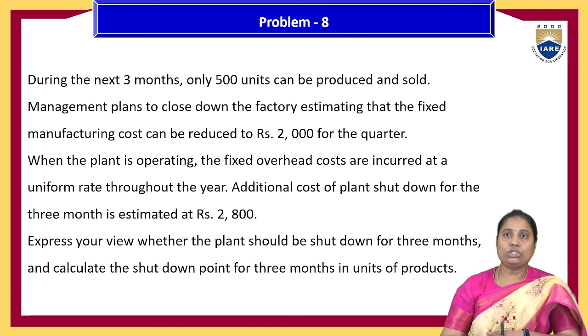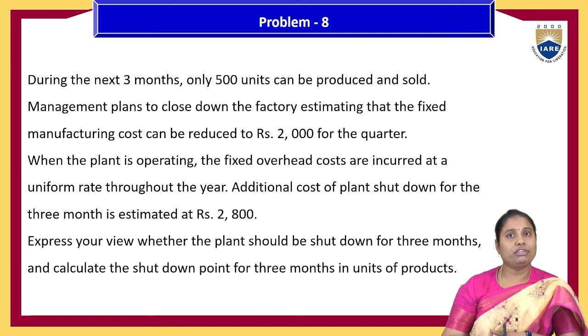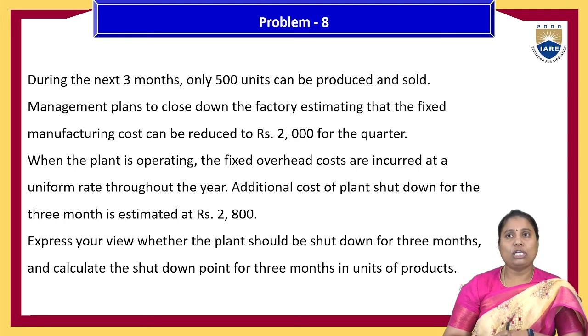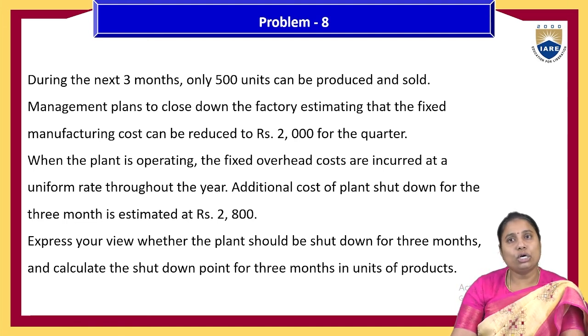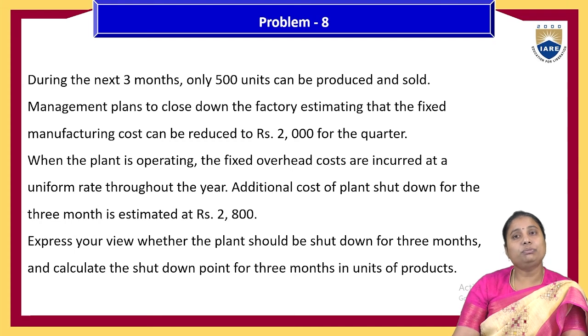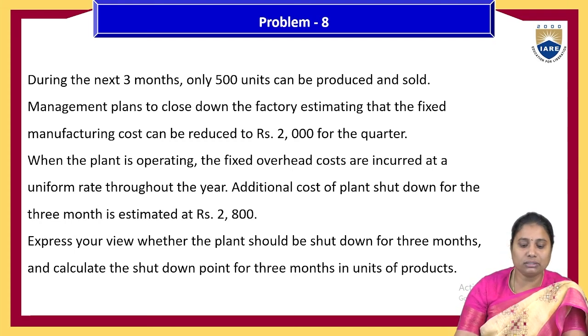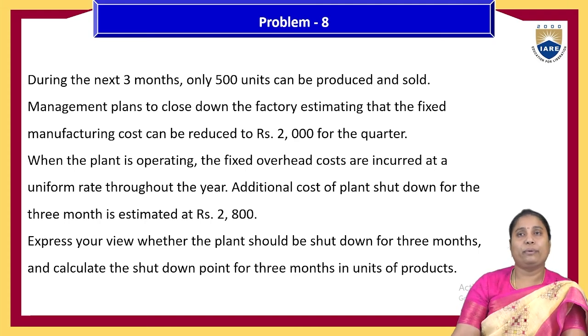Management plans to close down the factory, estimating that the fixed manufacturing cost can be reduced to 2,000 for the quarter. When the plant is operating, the fixed overhead costs are incurred at a uniform rate throughout the year. Additional cost of plant shutdown for the 3 months is estimated at 2,800 rupees. Express your views whether the plant should be shut down for the 3 months and calculate the shutdown point for 3 months in units of products.